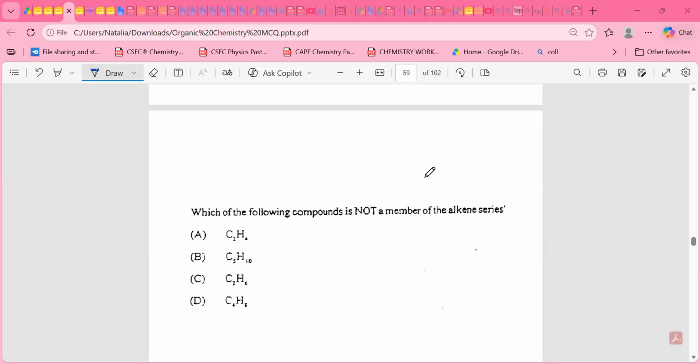Which of the following compounds is not a member of the alkenes? In an alkene, the number of hydrogens is double the number of carbons. So in A, the number of hydrogens doubles the number of carbons. Let's see. So that's the case, except C.